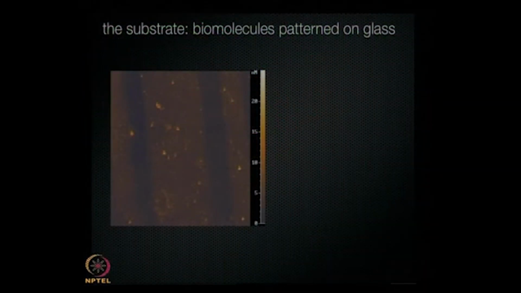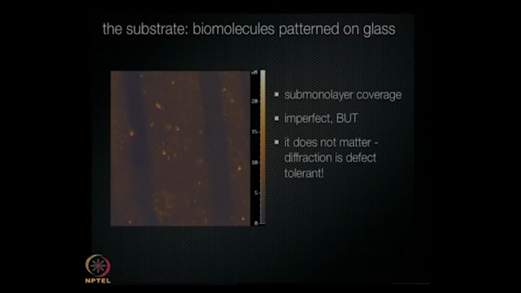Exactly. Okay, so let me show you just implementation-wise how simple this can be. As I said, this technique was invented in my lab, and here's an example of a substrate where we've patterned the biomolecules, this protein, on a piece of glass, and it's a submonolayer coverage. It's a very sparse amount of protein in there, and it's imperfect. As you can see, it's not even at all. But it doesn't matter because diffraction is defect tolerant.